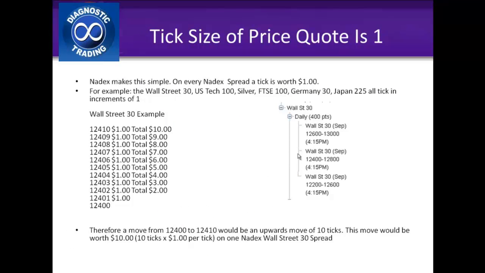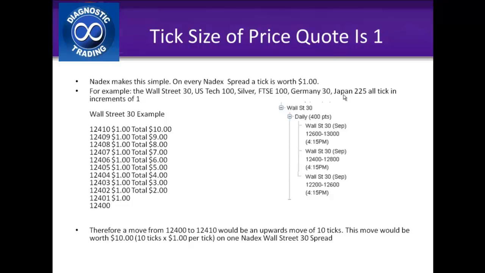So if, for instance, the Wall Street 30 moved from 12,400 to 12,401, that'd be a 1 tick move worth $1. If it moved to 402, that'd be $2. If it moved to 403, that'd be $3. So a move from 12,400 to 12,410 would be an upwards move of 10 ticks. This move would be worth $10, which is 10 ticks times $1 per tick on one Nadex Wall Street 30 spread. And the Wall Street 30, the US Tech 100, Silver, FTSE, the Germany 30, Japan 225, all of them tick in movements of 1.